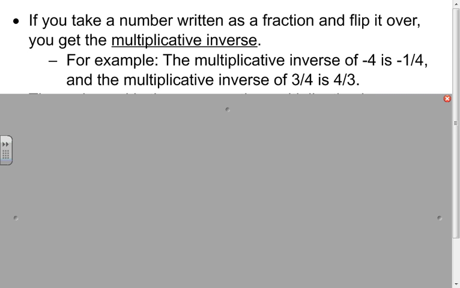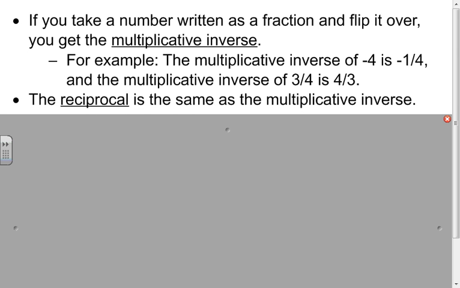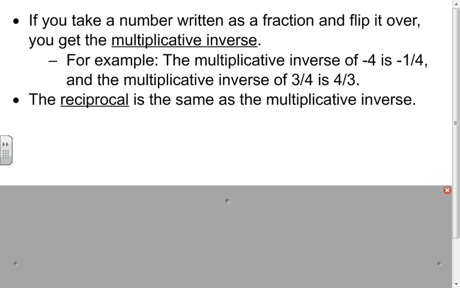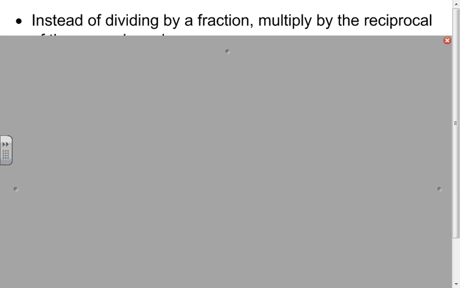Okay? You may have heard something like this before, but you didn't call it multiplicative inverse. Reciprocal is the same thing. Take a fraction, flip it over. Reciprocal, multiplicative inverse, those are the same thing. So for that first one up there, negative 4 is really the same thing as negative 4 over 1. I take that fraction and I flip it over, and that's how I get negative 1/4. Okay? We can use this idea of reciprocal, or the idea of multiplicative inverse, to help us with division problems.